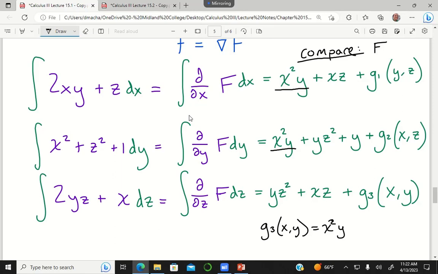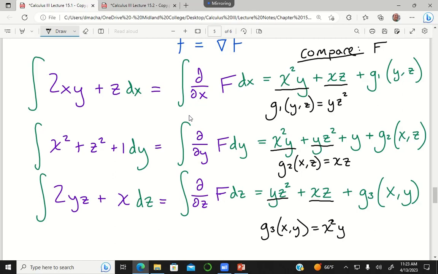What do we have next? I've got xz here, and I've got xz here, but I don't have it in the middle. So maybe g2, which is a function of only x and z, has a term that looks like x times z. And then in this third expression, I've got yz squared, and in the middle expression I have yz squared, but I don't see that in the first expression. So maybe g1, which is only a function of y and z, must have a term that looks like yz squared.